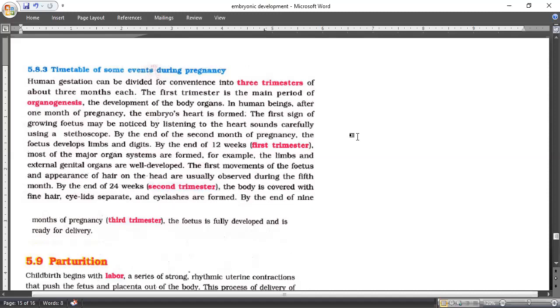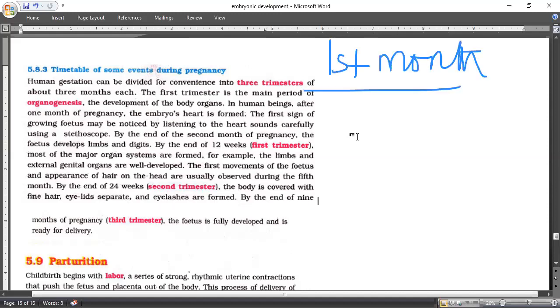In human beings, after 1 month of pregnancy, this is the first question. After 1 month of pregnancy, the embryo's heart is formed. A question will come like that. The heart of the embryo is formed in the first month. Okay. The first sign of a growing fetus may be noticed by listening to the heart sound carefully using a stethoscope. That means a question will come here like this.